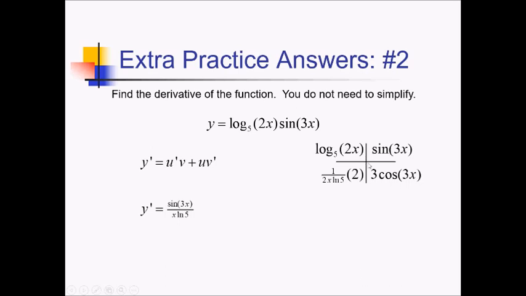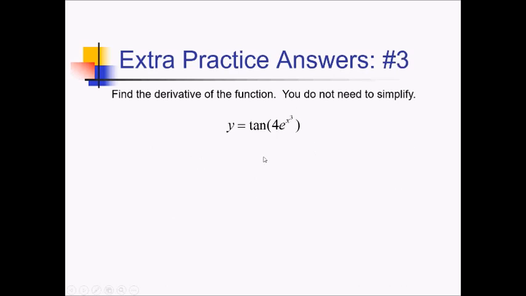And then going the other way, we've got a 3, we have a log base 5 of 2x, we've got a cosine of 3x in whatever order you want to put those together. There we go. And this is done. Don't have to simplify.